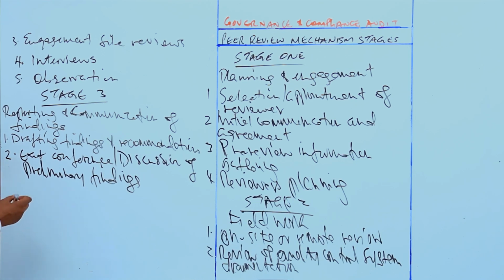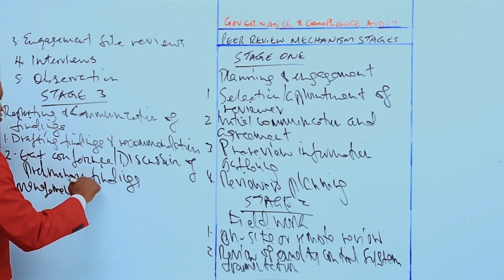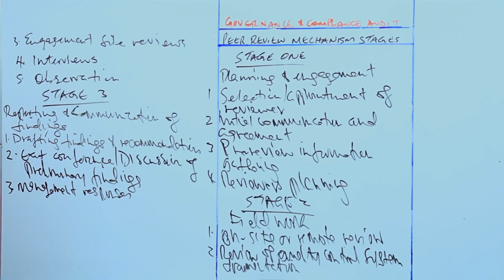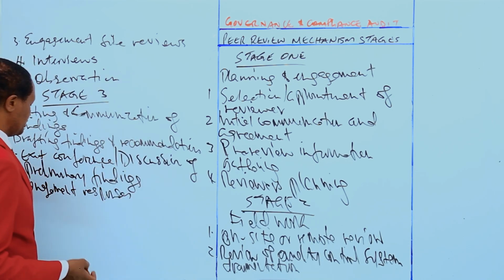Then we may have management responses, what we may call a corrective action plan. Here, candidates, the reviewed entity is typically required to provide a written response to the peer review findings, outlining their agreement or disagreement, and importantly, detailing a corrective action plan with specific steps and timelines for addressing identified deficiencies.